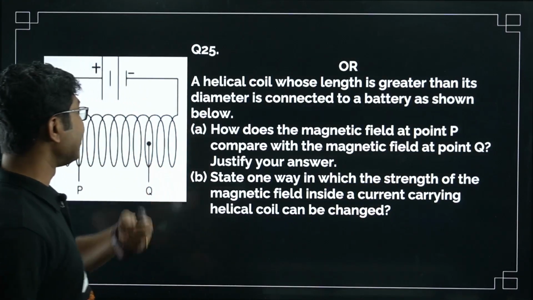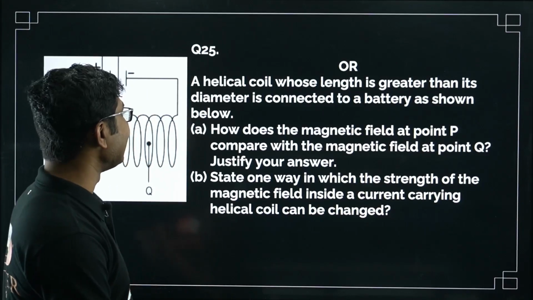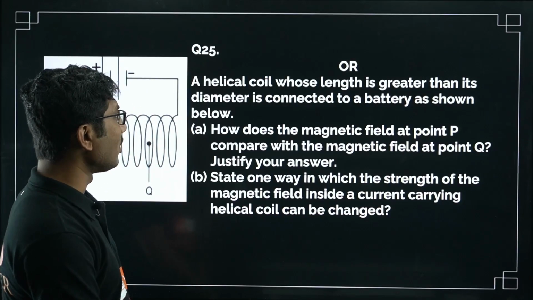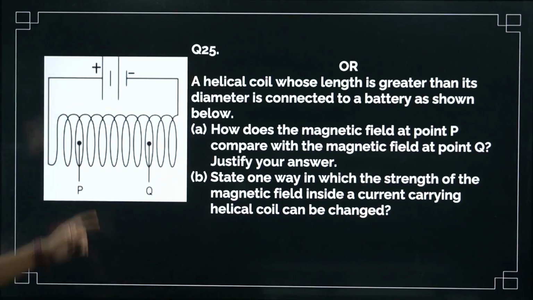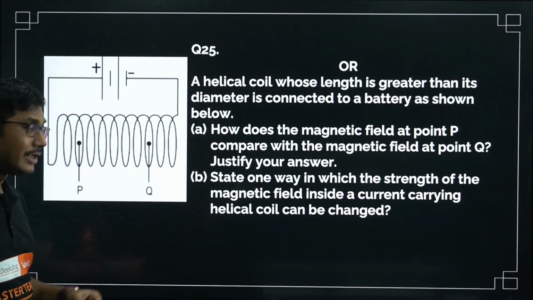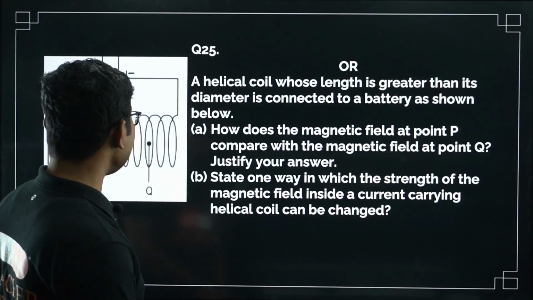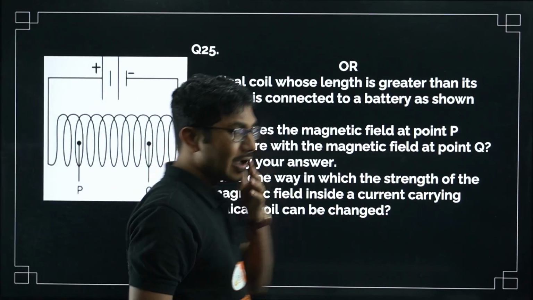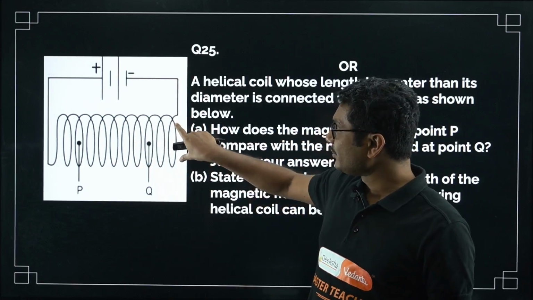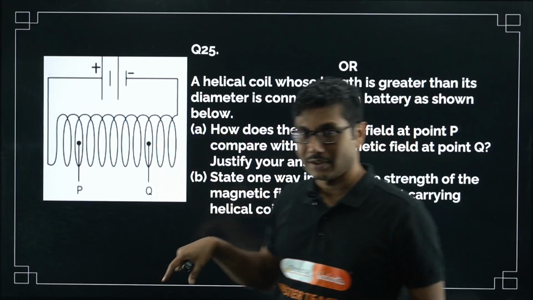Now question number 25, this is also a question number 25, but this is an OR question. So let's see. A helical coil whose length is greater than its diameter is connected to a battery as shown. So there is a helical coil. Okay, this is a coil like a solenoid. Length is greater than its diameter, even though here it seems that the diameter is too long, but its length is more than its diameter.